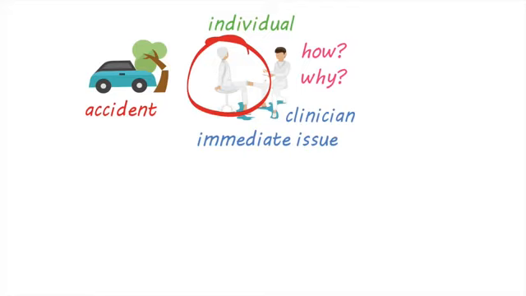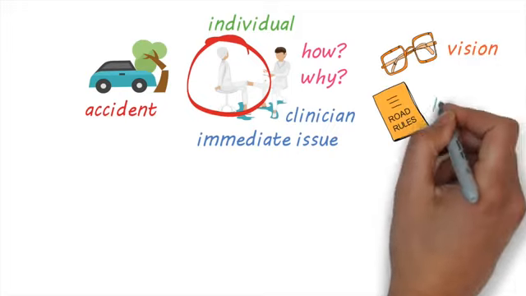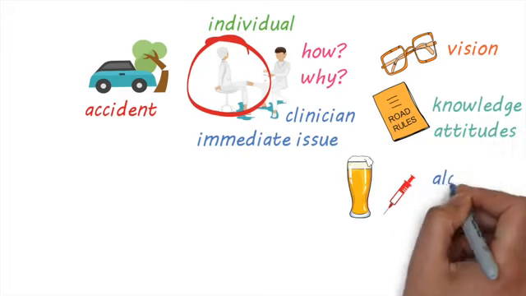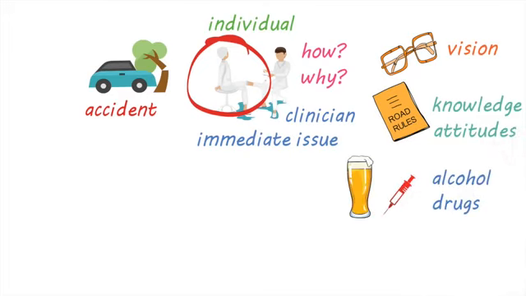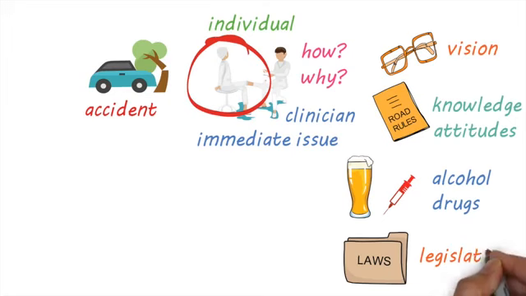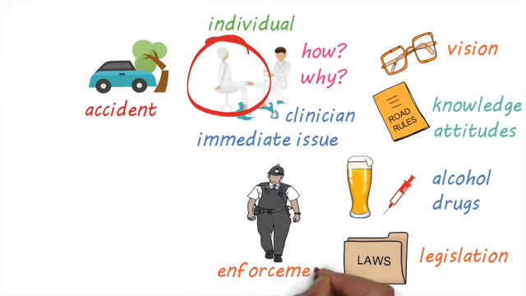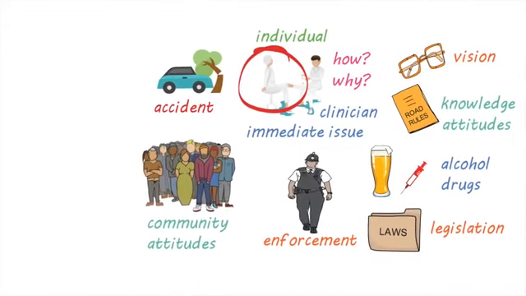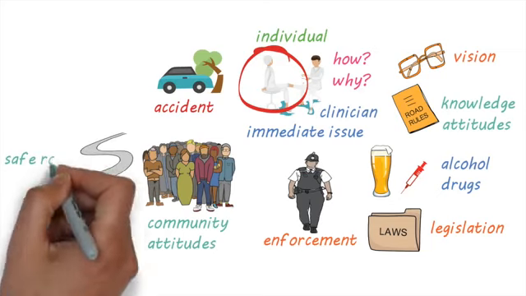For example, why did he have the accident? Was there a problem with his vision? Was it poor knowledge of driving skills or bad attitudes towards driving? Was he under the influence of alcohol or drugs when he was driving? Are there laws against this and resources to enforce it? What are the community expectations or attitudes towards driving? Does he have a good social support network that will help in his recovery or prevent this from happening again? Was the road he was driving on safe?